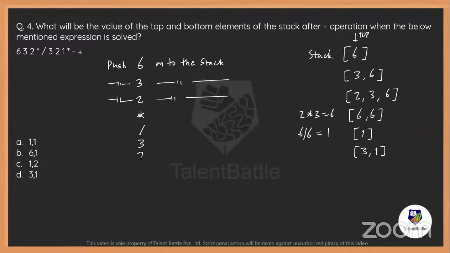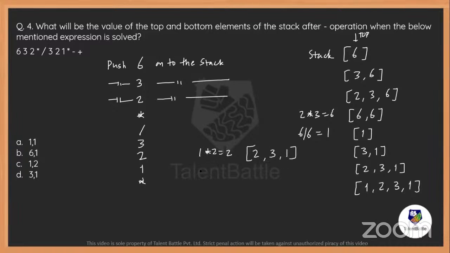After that, we have 2. So push it again, 2, 3, 1, and then 1 again. So again, we will push 1, 2, 3, and 1. This is the current status of my stack. Now we are encountered with multiplication again. So again, perform the multiplication on the topmost. So 1 multiplied by 2, that is 2. So my stack will be 2, 3, and 1.